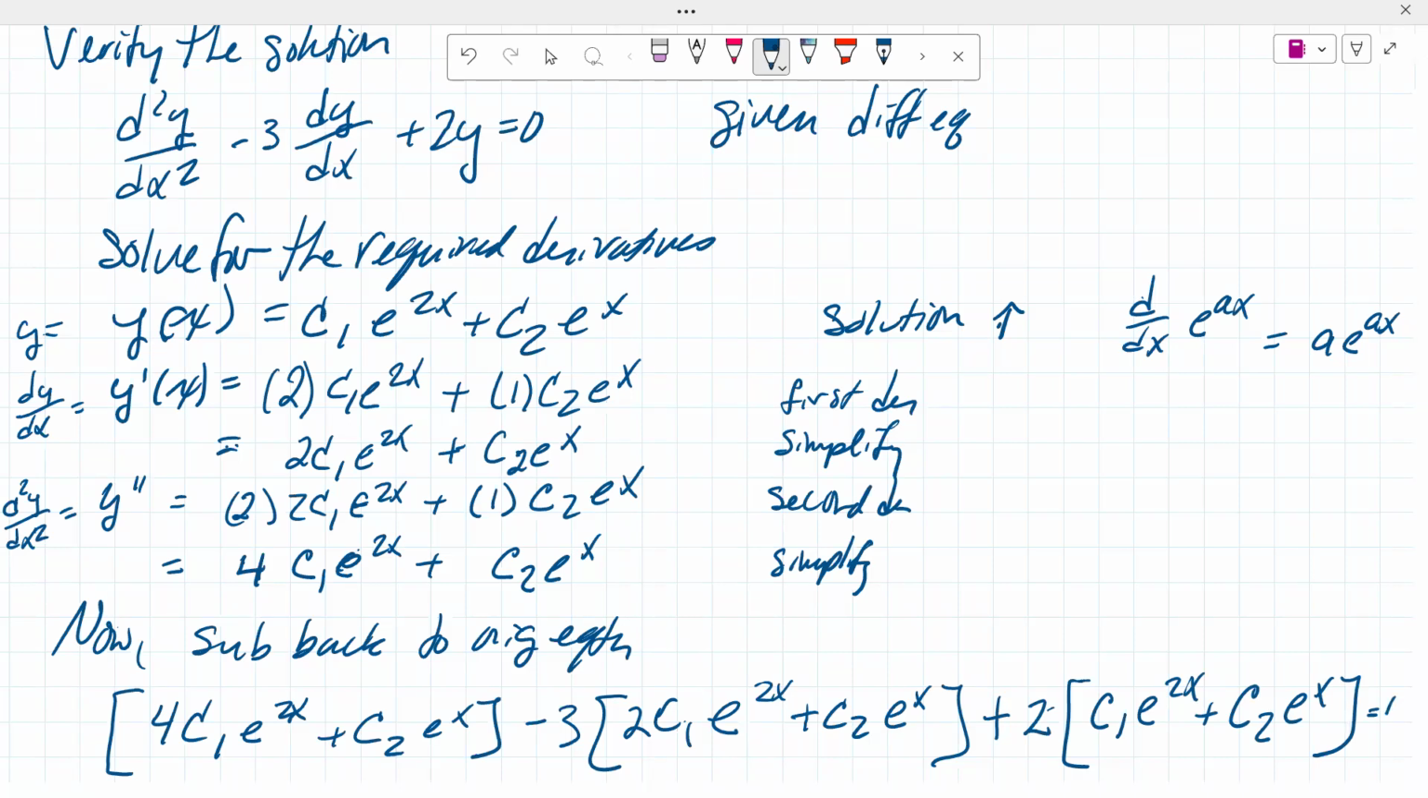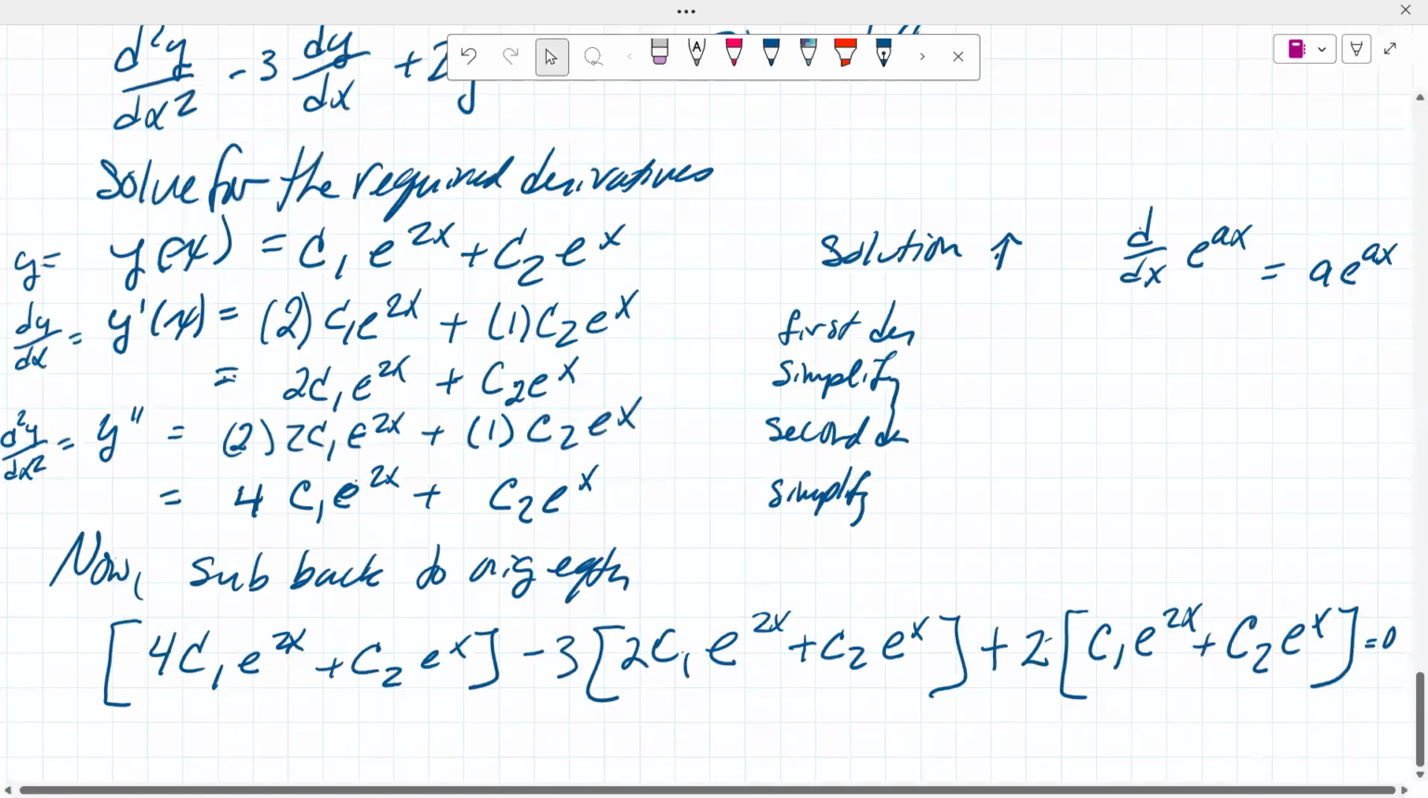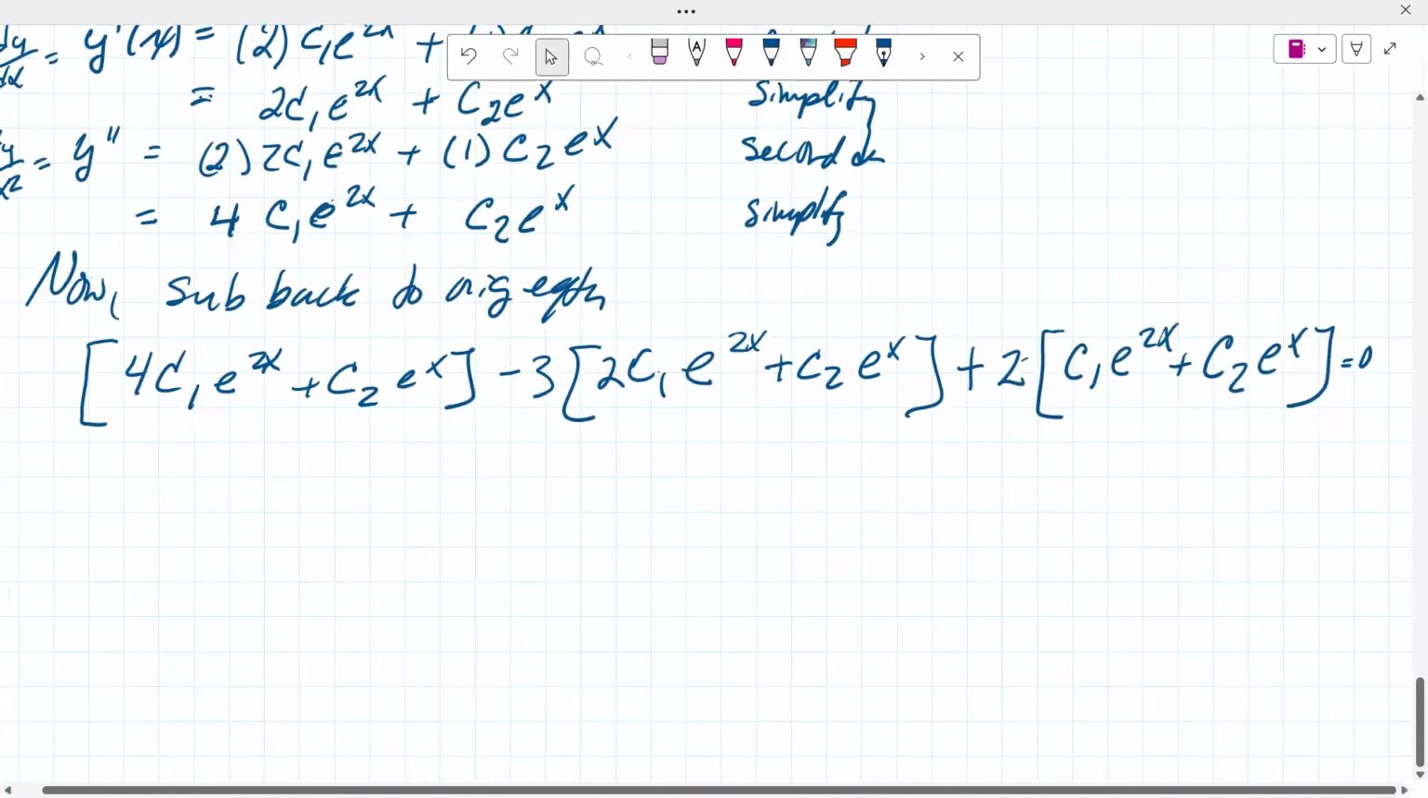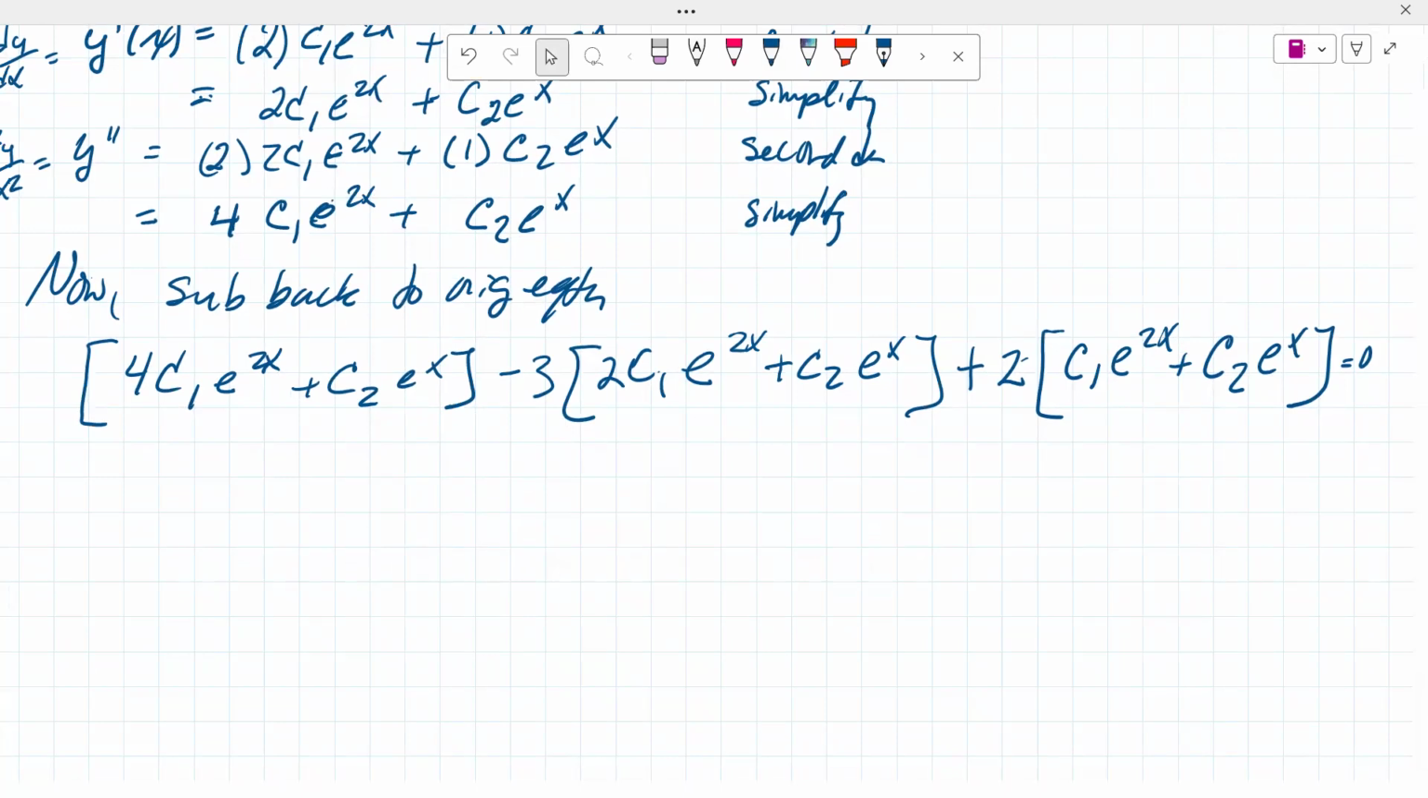Equals 0. All right, so now what we're going to need to do is distribute these all out and then match up the similar terms and combine them, and we're really hoping that all this cancels out. Let's see what's going to happen. All right, so this first one has nothing special going on, nothing to distribute, so I'm just going to bring this down.